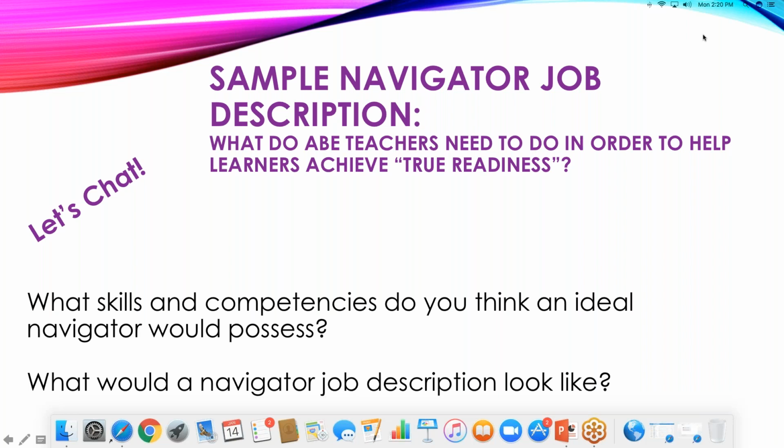And so what we're really going to be doing here is thinking about where the skills of a navigator overlap with those of an ABE teacher. If you go down the list of examples of skills, knowledge, personal traits, which are the ones that you think a lot of our ABE teachers already have, and which are ones that maybe fall outside of that work? And then with the job description as well, we're looking for areas of overlap.